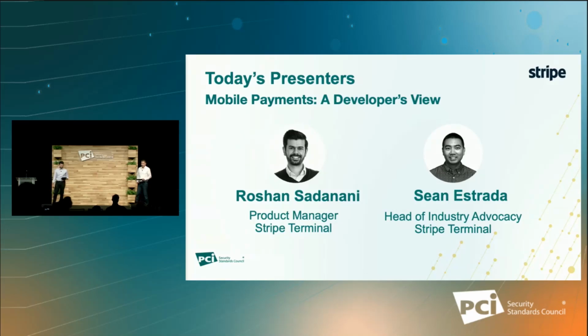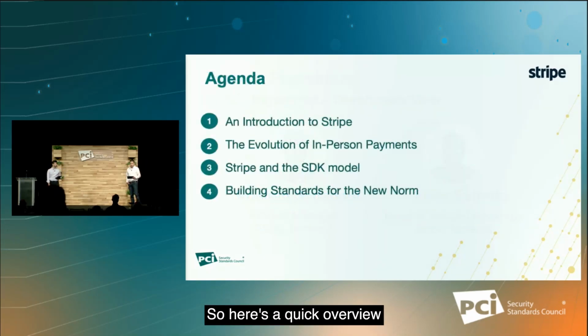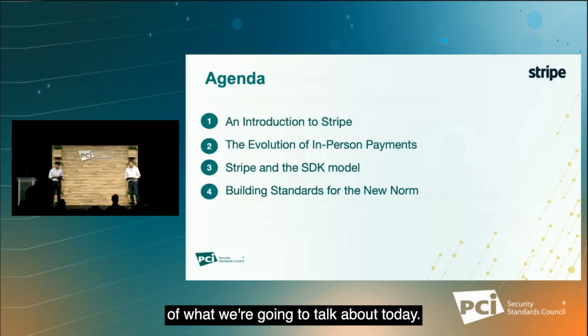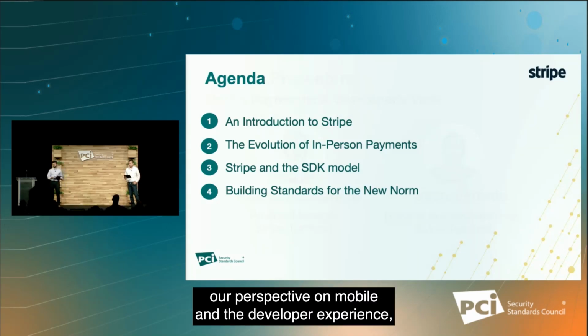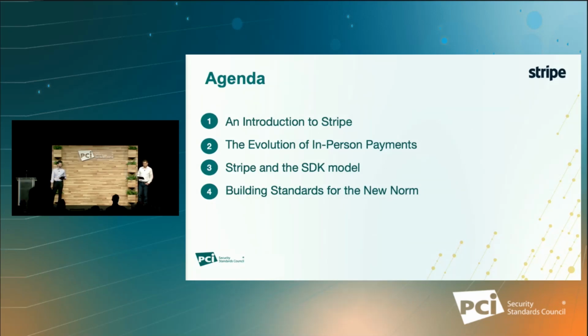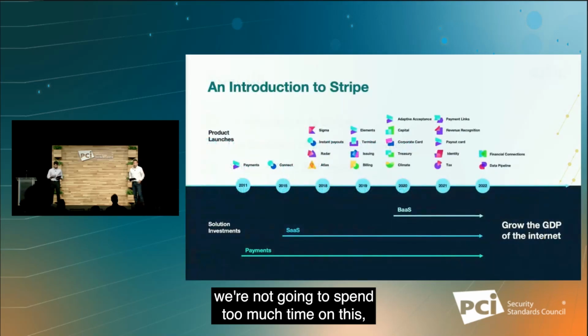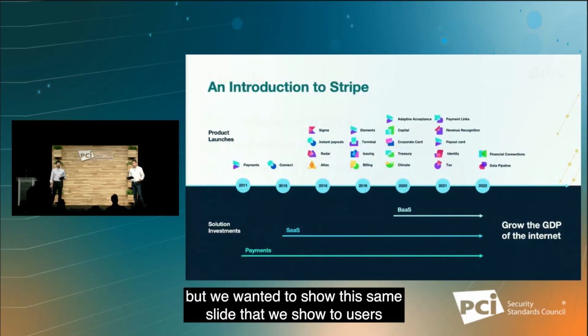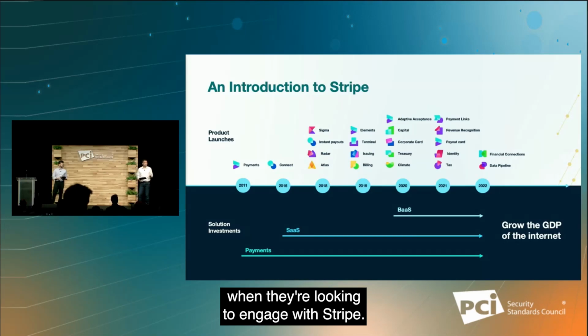Excellent. So here's a quick overview of what we're going to talk about today. First off, a bit of an overview of Stripe, our perspective on mobile and the developer experience, and also our visions for the future state of standards. So this next slide here, we're not going to spend too much time on this, but we wanted to show the same slide that we show users when they're looking to engage Stripe.